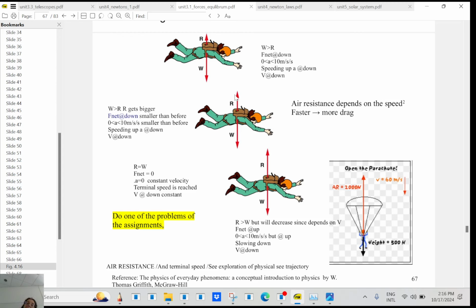So let me ask you something. What's happening? Does she have an acceleration? Is there a net force? Yes. But is the acceleration the same as before? No. It's a smaller acceleration. Is she still speeding up? Yes, but not at the same rate. It's like when you lose weight. The first month you lose eight pounds. Second month you lose 5 pounds.